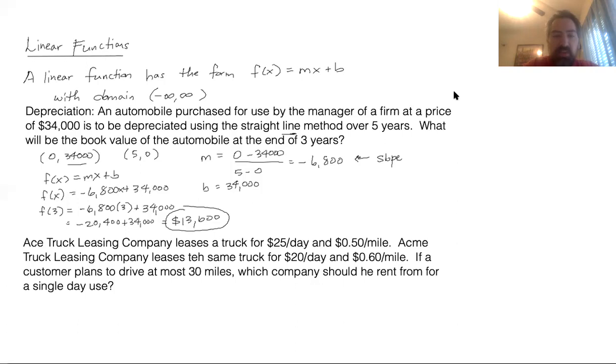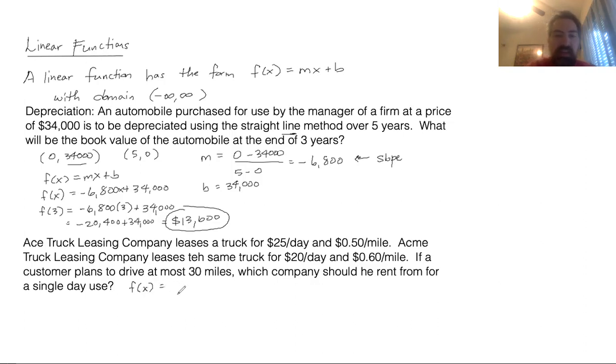And we see that, of course, the Ace Truck Leasing Company is more per day to rent, but it's cheaper per mile. So it depends on how far you drive as far as which one is going to be better. We can follow a straight line model for this because we're just being charged a certain amount per mile. So if we find two functions, one function for the Ace Truck and another function for the Acme Truck Leasing Company, then this will give us something to start with.